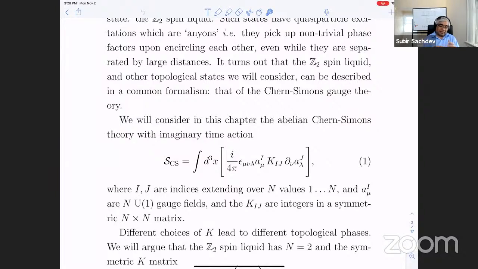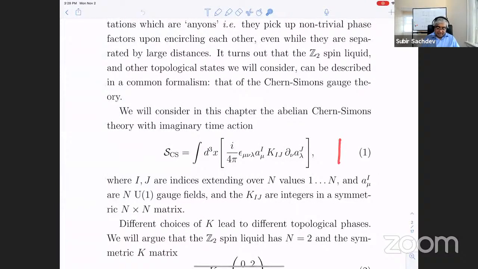So the idea is we are talking about a U(1) gauge field. In fact, this action here has n U(1) gauge fields. And we'll need more than one in several important cases, which are labeled by A sub I. So I goes from 1 through n, and mu is the usual space-time index. And then we want to take an action, which is the Chern-Simons term.